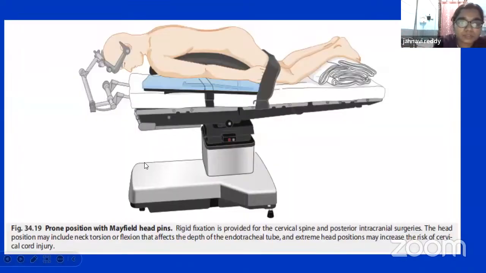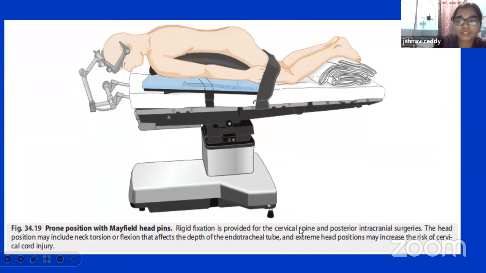This is prone position with Mayfield head pins. While placed in Mayfield head pins, as you can see, these are sharp objects which are tightened to the skull. So if any movement is there, it might lead to laceration of the skull, and it also leads to cervical cord injury. So care should be taken while placing in Mayfield head pins.